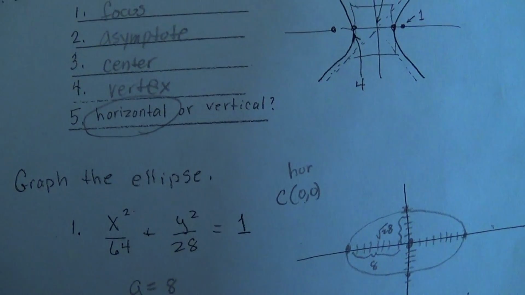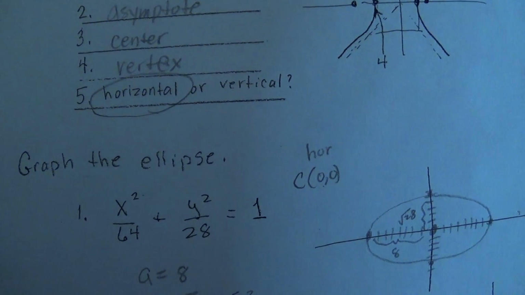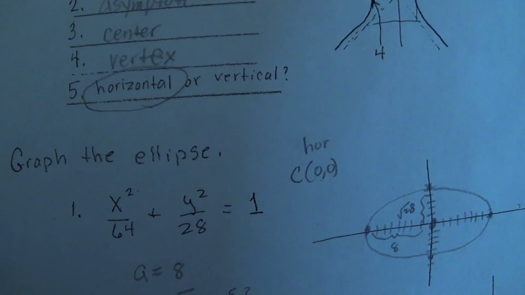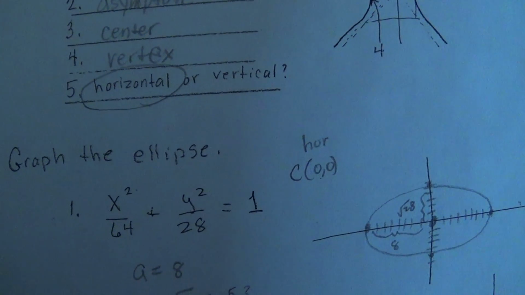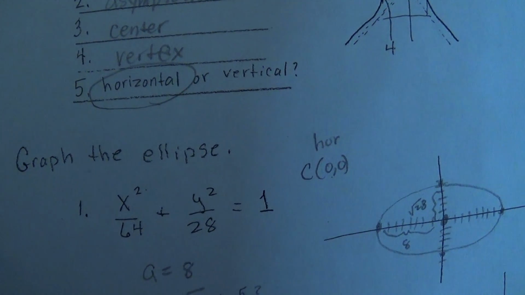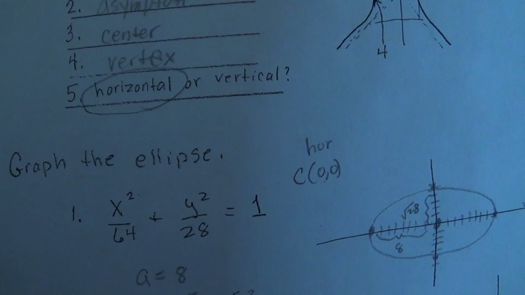Well, we'll just go over it. What does your ellipse look like? Is it horizontal or vertical? It's horizontal. What is the center? The center is 0, 0. And how far does it go up from the center? It goes up 5.29. Is that the square root of what? 28, right. Square root of 28 up and down, and then right and left? 8. Okay, you got it.